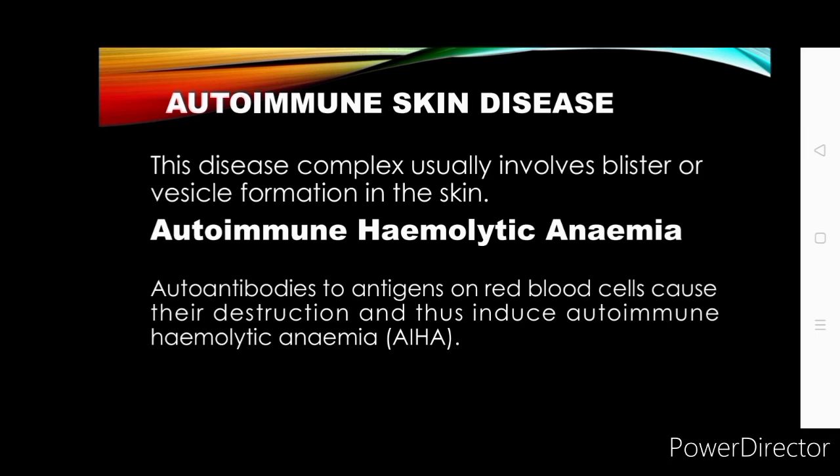Autoimmune hemolytic anemia. Autoantibodies to antigens on red blood cells cause their destruction and thus induce autoimmune hemolytic anemia. Hemolytic anemias are well recognized in humans and dogs and have been recorded in cattle, horses, cats, and rabbits.